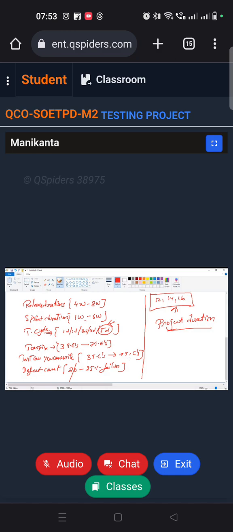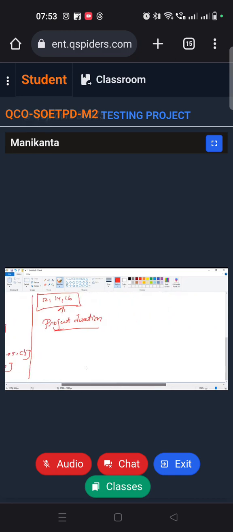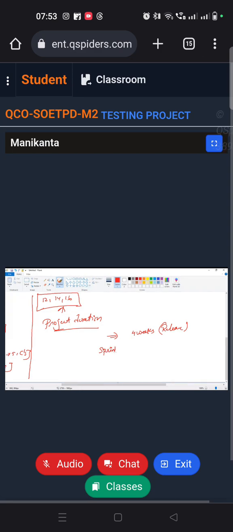Manoranjan, see, guys, everyone observe here. Some fellows are doing this, so that is not wrong also. We can do that. Now, my release duration is 4 weeks. Sprint duration, I can take 1 week sprint, 2 week sprint, 3 week sprint, or 4 week sprint.